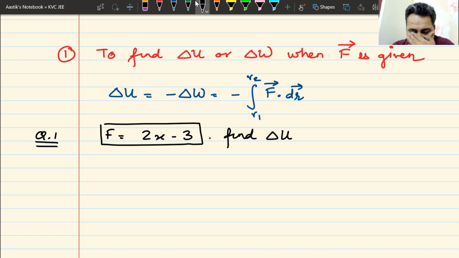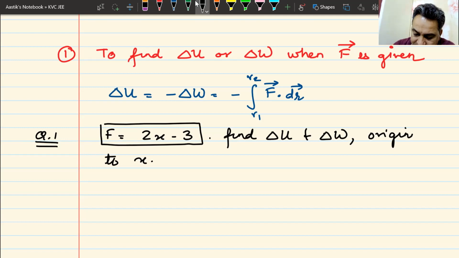U reminds me of internal energy in thermodynamics. Find the change in potential energy and work done when this force displaces the particle from origin, 0, 0, to x equal to 3 meters. Find how much the potential energy has changed, how much is the work done by this conservative force. The particle has been displaced from origin to x equal to 3, one-dimensional force, one-dimensional displacement.